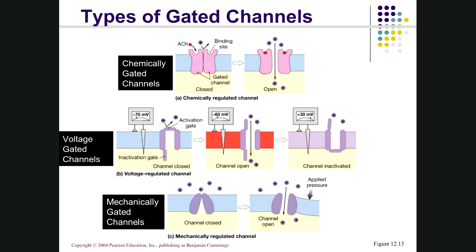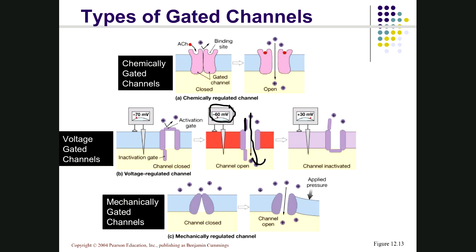But if I change that, look what happens. I go from minus 70 millivolts and I change it to minus 60. And look what happens. At 70, the gate is closed. Nothing can go through it. But when I change it to 60, look, the gate opens and ions flow.